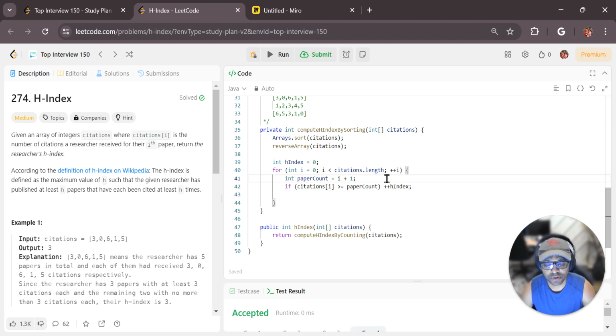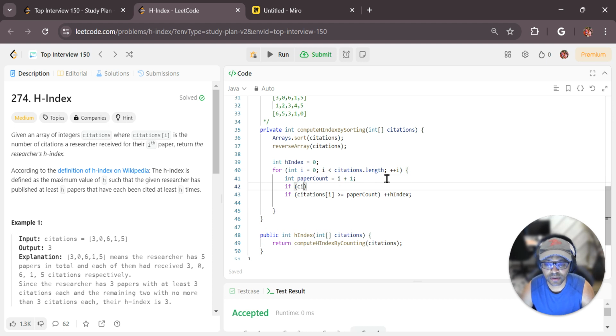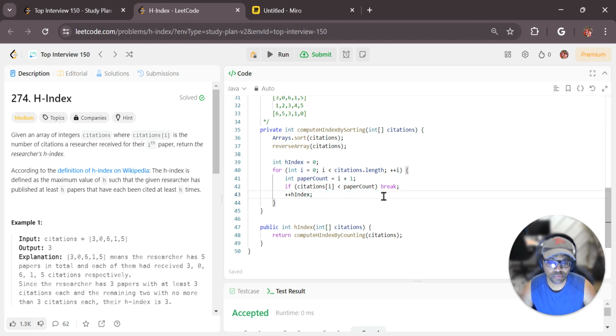Actually, yeah, we can do this, right? We can say if citations of i is less than paper count, then we just break, right? And otherwise we just increment h index. Yeah, this should work because short circuiting is actually good for cases where we don't need to look forward.